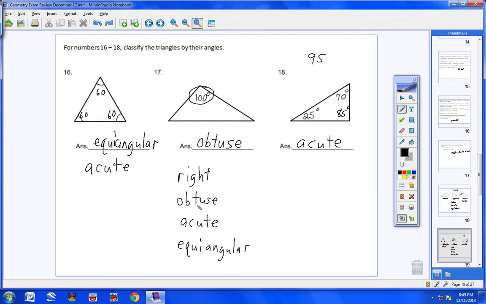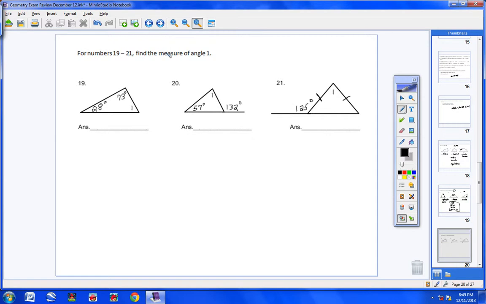So on the exam, make sure you are familiar with these four terms and their definitions. Be able to classify triangles based on their what? Angles. Okay, let's continue on. Find the measure of angle 1. Let's review that the sum of the three angles inside of a triangle is 180. Let's review that the exterior angle is equal to the sum of the two remote interior angles. And let's review that when two sides of a triangle are congruent, their opposite angles are congruent. Now we'll get to all that in a second.